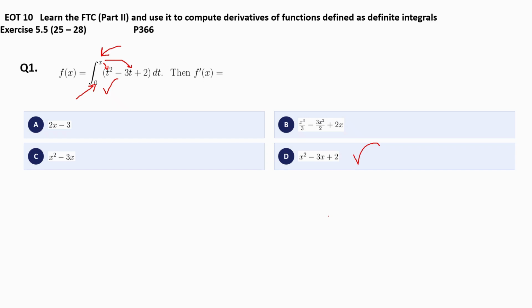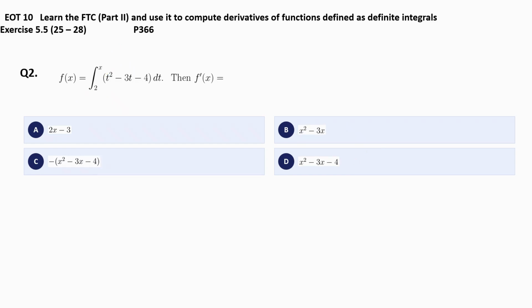Moving forward, here again the lower limit is 2, it's a number, and the upper limit is just x. So replace your t value with x. So you get x squared minus 3x minus 4 as the answer, which is option D.